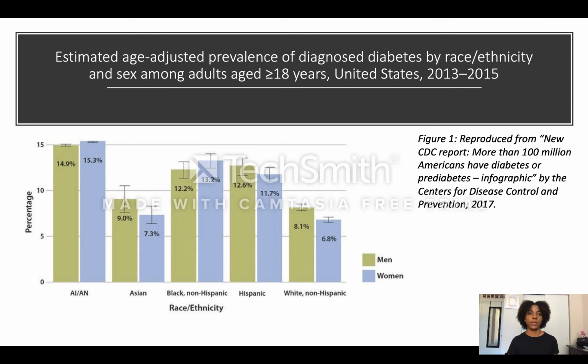So here's a chart of the estimated age-adjusted prevalence of diagnosed diabetes by race and ethnicity and sex among adults. And here you can see that Black non-Hispanics have the second highest prevalence of diagnosed diabetes, right behind the American Indians. And then after Black non-Hispanics, there are Hispanics who have the third highest prevalence.